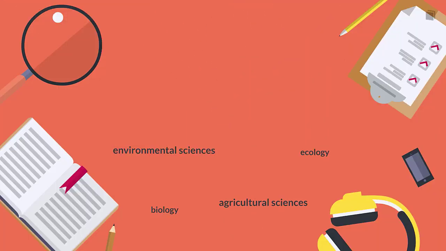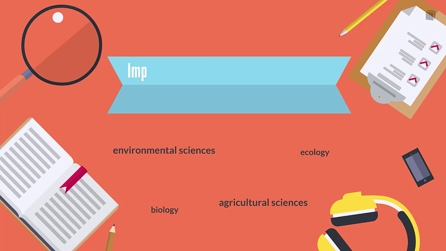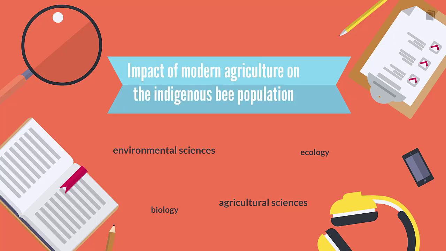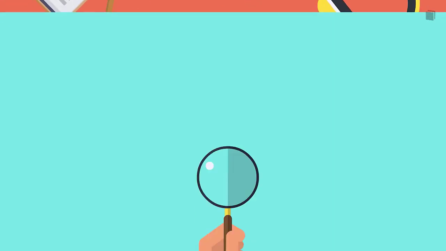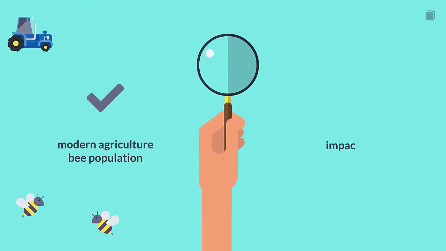The core terms of the topic "impact of modern agriculture on the indigenous bee population" are modern agriculture and bee population. Terms such as impact, causes, consequences, etc. should be left out of your search query because they are too general and won't give you more relevant results.